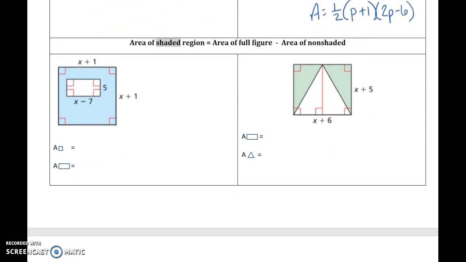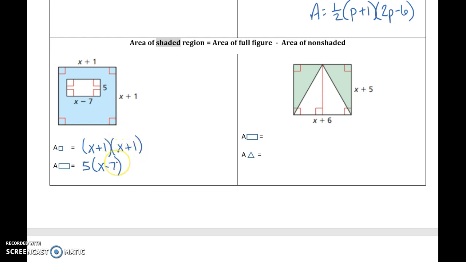This one gets a little more complicated, just doing the shaded region. I would suggest, kind of as they have, is that you find the area of the square, which is x plus 1 times x plus 1. It's the whole big blue shape. And then find the area of this rectangle inside, which is 5 times x minus 7. And then you're going to subtract. And like I said, I know you can do the work on these. I just wanted to help you know how to set these up.